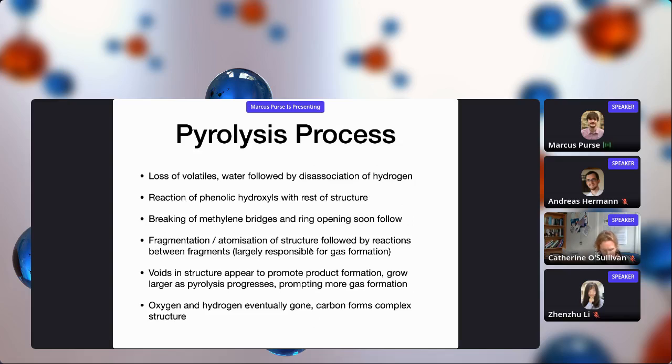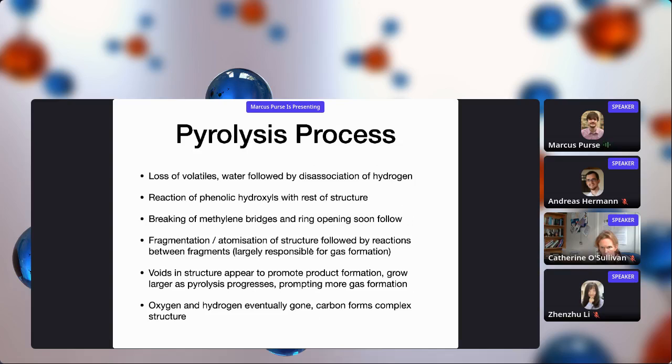After this, we started to note the breaking of methylene bridges and ring openings. These varied at different temperatures. And once the ring openings started to occur, this really seemed to rapidly increase the amount of fragmentation and atomization of the structure. So you've got a lot of more complex reactions between fragments at this point.